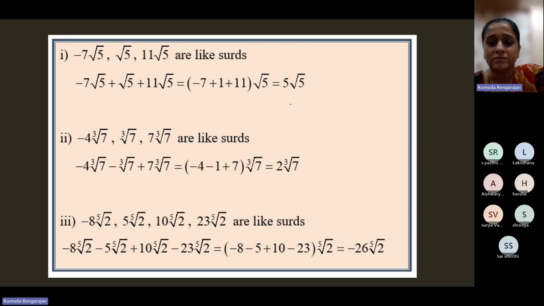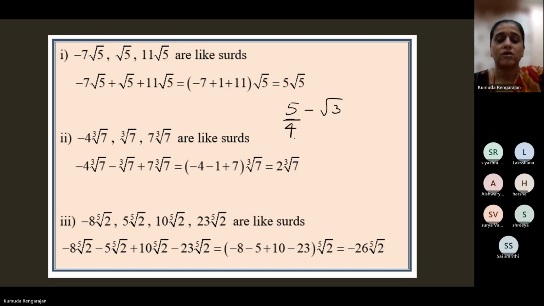Now, supposing you have 5 minus root 3. 5 is rational because 5 is an integer. You can have this 5 by 4 also. 5 by 4 is a rational number. Integer by integer is a rational number. Square root of 3: 3 is not a perfect square, and hence square root of 3 is irrational. So this one has a non-terminating, non-repeating decimal expansion. 5 by 4 is rational. So this one is rational, this one is irrational. Now the difference of this rational and irrational, what will it be?